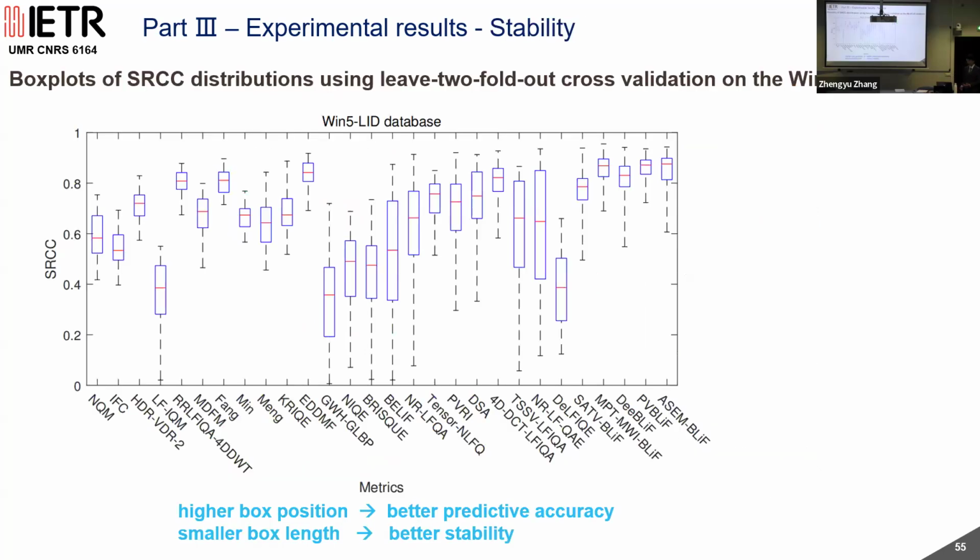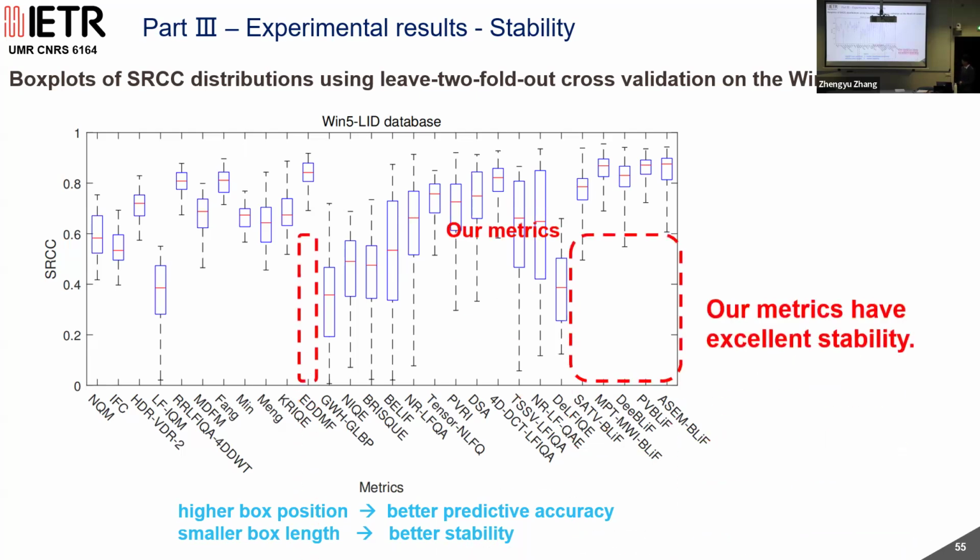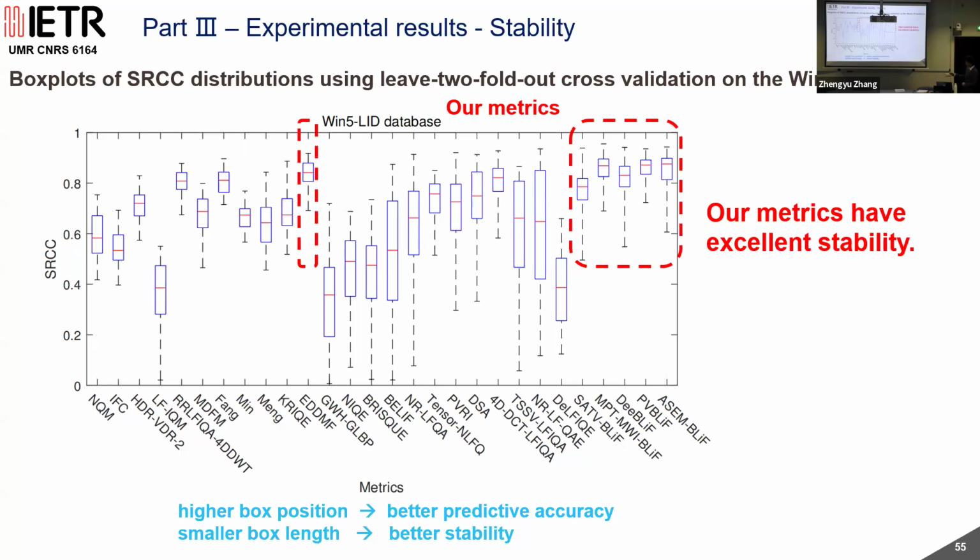And also, with the use of the leave-one-out cross validation, we actually conducted experiments with different train-test splits and often got different results. So we provide a box plot of the SRCC distribution on the Win5 database. In this figure, each box denotes the SRCC distribution of one metric. The higher box position denotes better predictive accuracy, and smaller box length denotes better stability. As shown in the figure, we can clearly see that the box of our proposed metric is very small and at a high position, indicating that our metric has excellent stability.